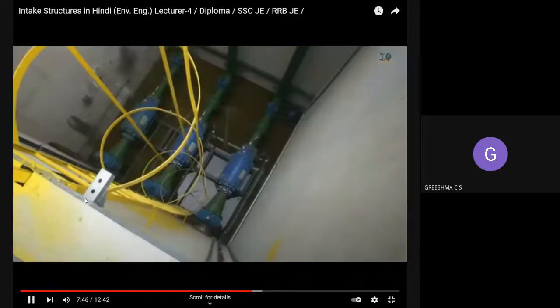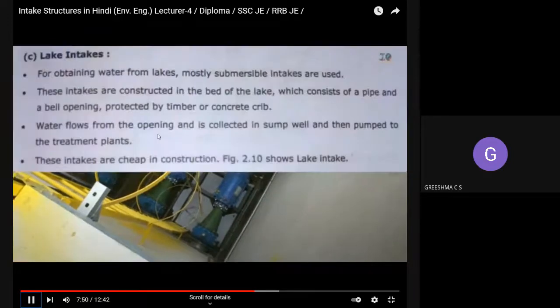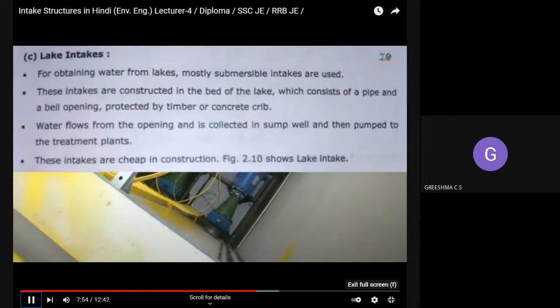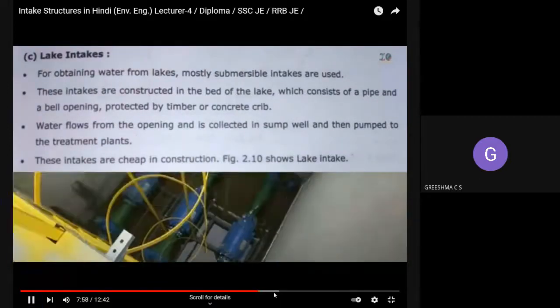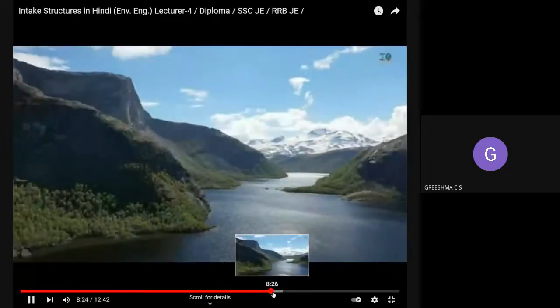So this is the inside portion of the reservoir intake. As you can see, a lot of pumps are there. You can see a lot of pumps over here. And this is a reservoir, that is, water will be collected over here.